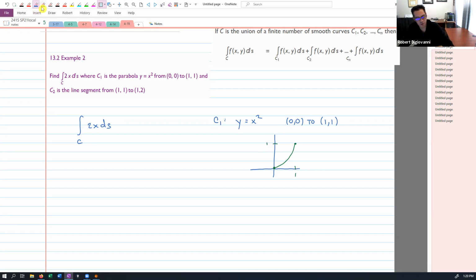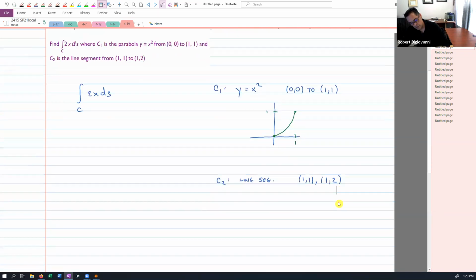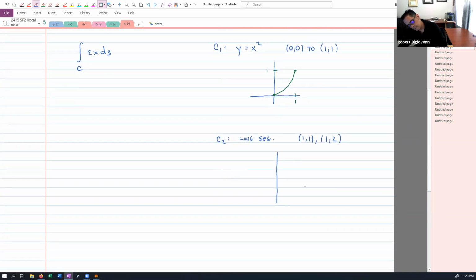And then C2 is the line segment. So it's the line segment that goes from 1, 1 to 1, 2. So if I draw that, it actually picks up at 1, 1. And it goes to 1, 2, which is straight up like this. That's C2.